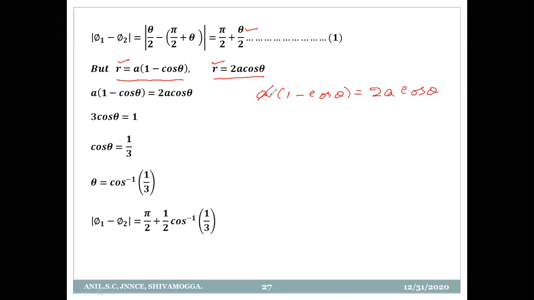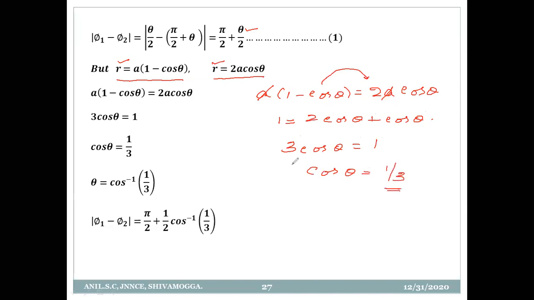Now cancel this A with this. 1 minus cos theta is equal to 2 cos theta on the right hand side. Now transform this minus cos theta to RHS, that will be plus cos theta. 2 cos theta plus cos theta is 3 cos theta is equal to 1. Therefore, cos theta is equal to 1 divided by 3. Or theta is equal to cos inverse 1 by 3.